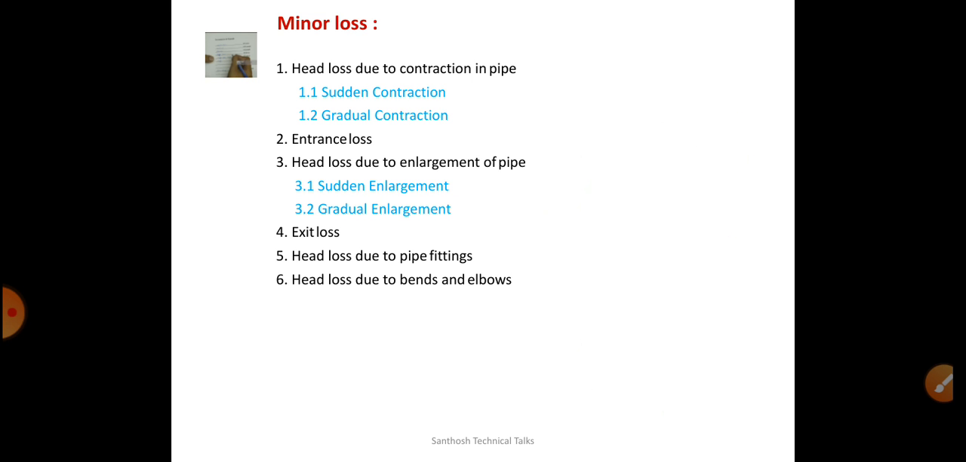One is head loss due to contraction in pipe, that is sudden contraction and gradual contraction, and the entrance loss, head loss due to enlargement of pipe, and the enlargement also has sudden enlargement and gradual enlargement, and exit loss, loss due to pipe fitting, loss due to bends and elbows, like that. We have given the formula for finding the minor losses.